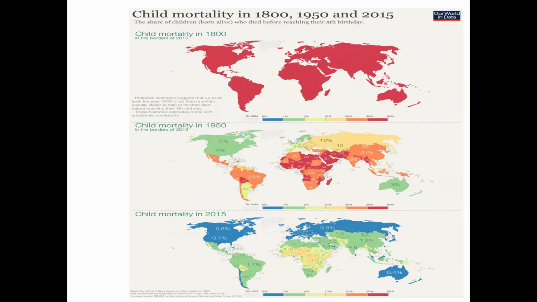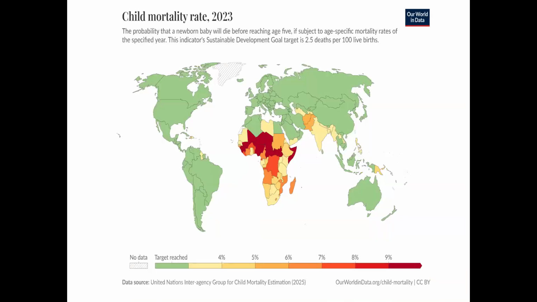And then we have the child mortality. So we have a lot of better countries, better than the high mortality rate. So conditions are better, but things need to be improved further. So this is the map showing child mortalities.